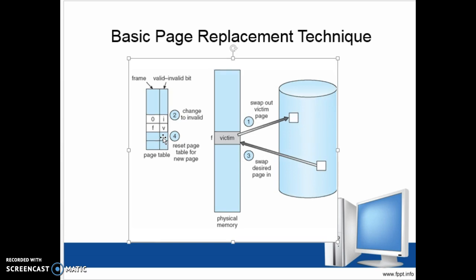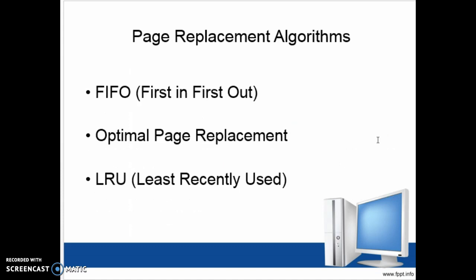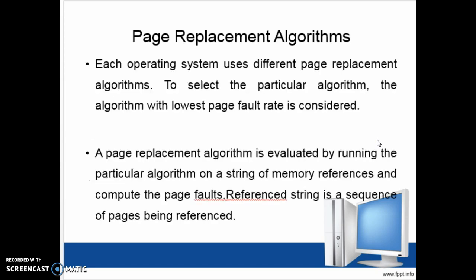The algorithms being used are FIFO, optimal page replacement, and least recently used. These are the three main important algorithms used for page replacement. Depending on the operating system, different algorithms are used. The algorithms are selected for the lowest page fault rate, and they are evaluated by running a particular algorithm on a string of memory references and computing the page faults. For finalizing a page replacement algorithm, the page fault rate should be minimum.